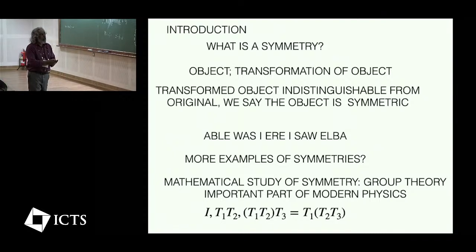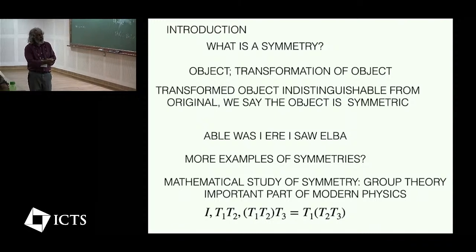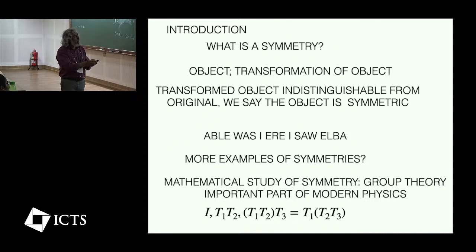So here's an example. This is called a palindrome. Able was I, here I saw Elba. If you read it backwards, it's exactly the same. So this is called a palindrome, and that may be called an ambigram. It's a different word, right? But these are both examples of symmetries.